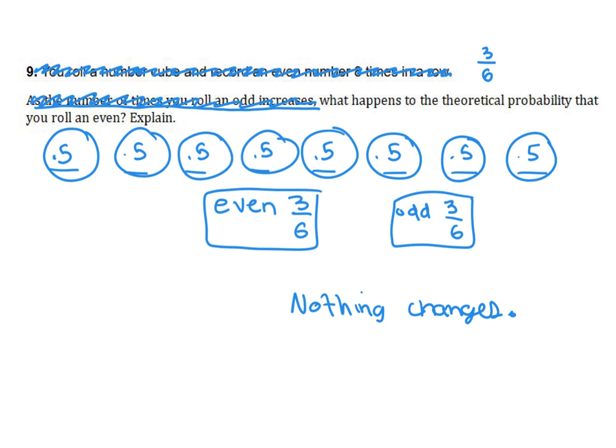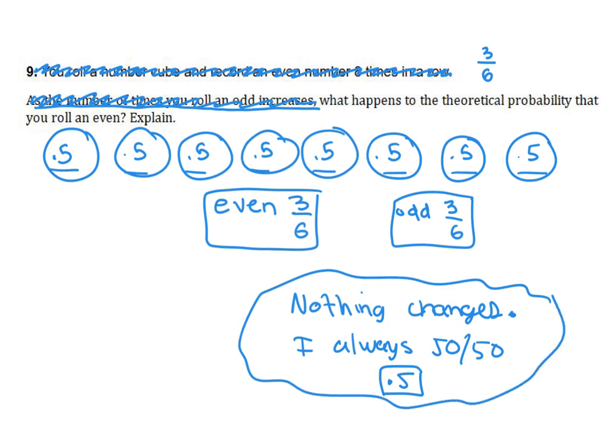In fact, it's always 50-50 or 0.5 no matter what. And it never changes because one roll of the die does not impact the second roll of the die. Okay? So the thing we want you to know is with theoretical probability, in theory, it's always going to be 0.5 for this scenario, and one roll never impacts the other.